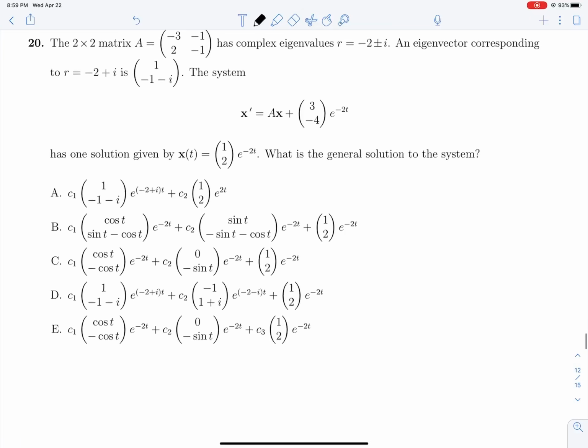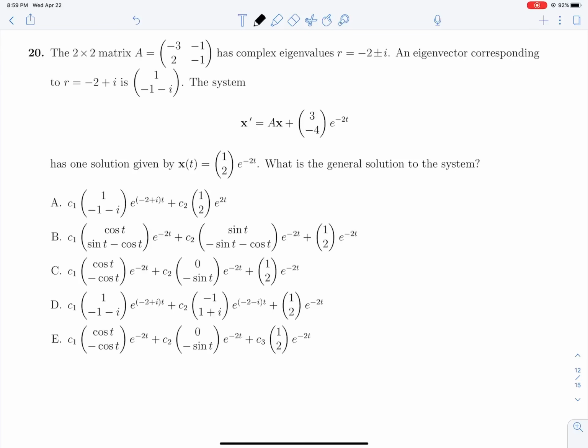So we have a 2 by 2 matrix here with some complex eigenvalues, and they give us an eigenvalue-eigenvector pair. And we're told that this non-homogeneous system here has this guy as a solution. We're finding the general solution. So all we need to do is take our known eigenvector 1, -1 minus i, and multiply it by e to the lambda t.